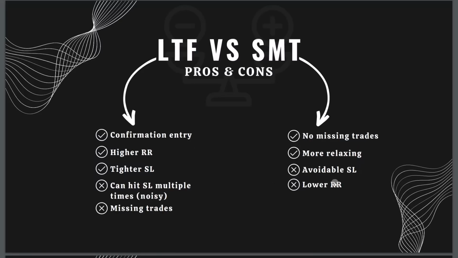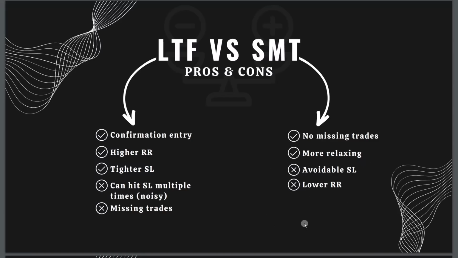However, it's an avoidable stop loss. You can avoid the stop loss by following the confirmation entry, because sometimes price just goes up and doesn't respect the order block. So that's how you could have avoided the stop loss. And it has a lower reward to risk because the stop loss is huge compared to the confirmation entry where you have a very tight stop loss. So this has a lower reward to risk.